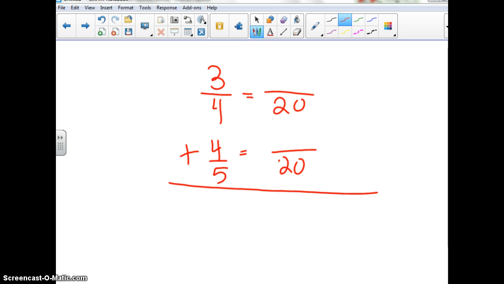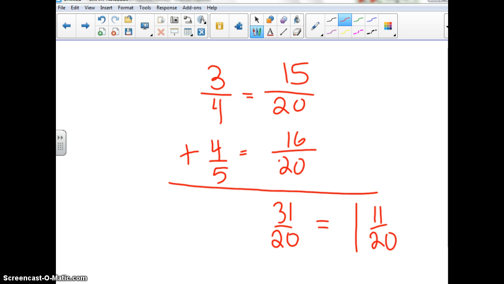Did everybody get that copied? So I can, oh, Alan. 3/4 is how many 20ths? Okay, 4/5 is how many 20ths? So when you add them up, you get 31 20ths. We just can't leave that because it's improper. So when you do the division, what do you get? 1 and 11 20ths. There it is.